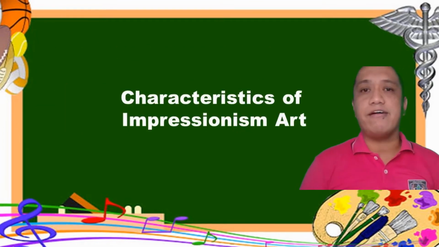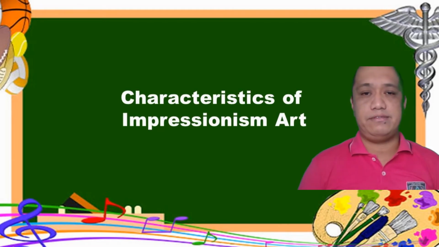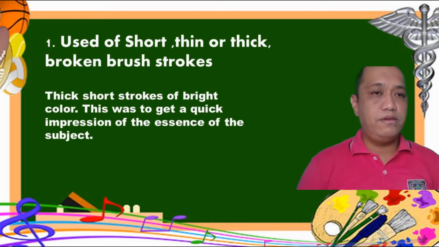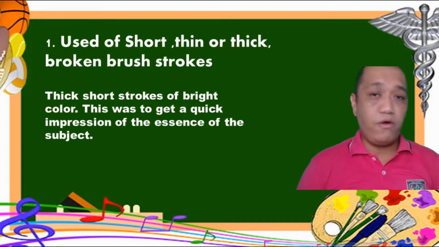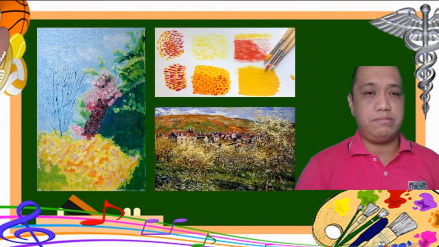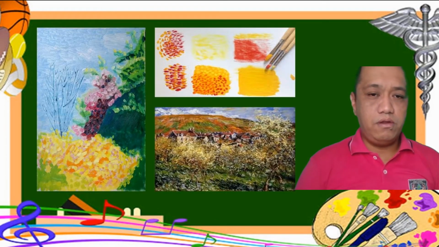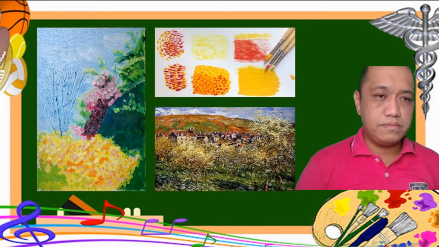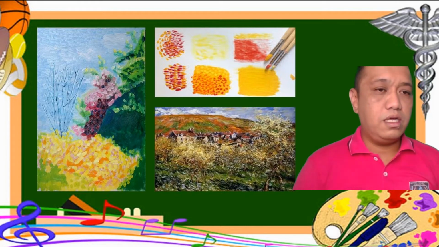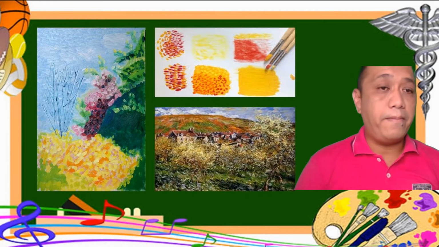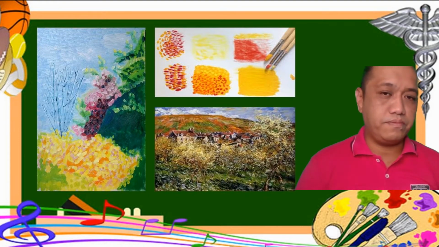Now, what are the characteristics of Impressionism art? First and foremost, Impressionism art used short, thin or thick broken brush strokes. Thick, short strokes of bright color. This was to get a quick impression of the essence of the subject. Look at the following examples here. You notice that the artist uses thick and thin, short, broken brush strokes.